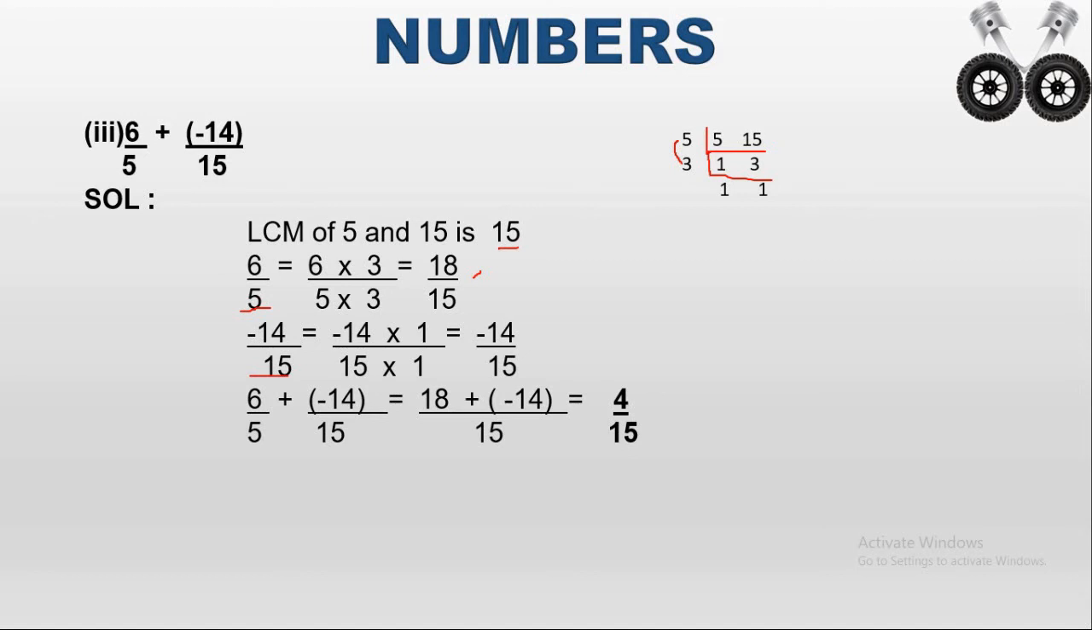Now we are going to add 6 by 5 plus minus 14 by 15, which is equivalent to 18 plus minus 14 divided by 15. Here the two operators are next to each other. That means we have to change the sign. Plus into minus is minus. So 18 minus 14 which is equal to 4. The denominator is 15. So the answer for 6 by 5 plus minus 14 by 15 is 4 by 15.